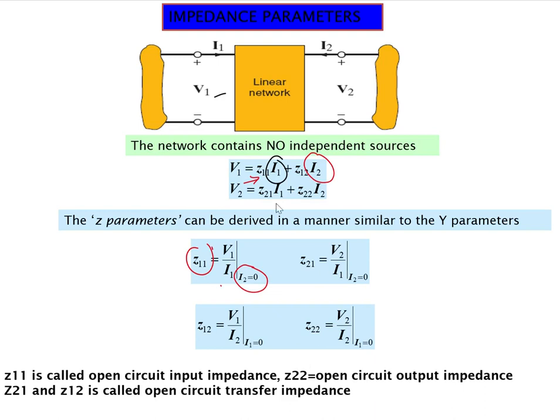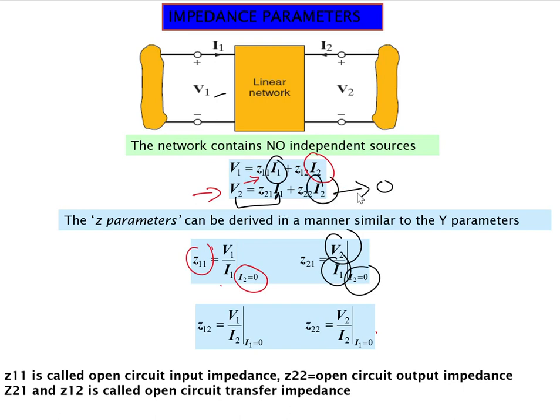Similarly, it can also give us Z21, because Z21 is from the second equation. Not this one, sorry, this one, we are making I2 equal to 0. So I2 equal to 0 is this one, and this is from the second equation where this thing is V2 by I1, with I2 equal to 0.